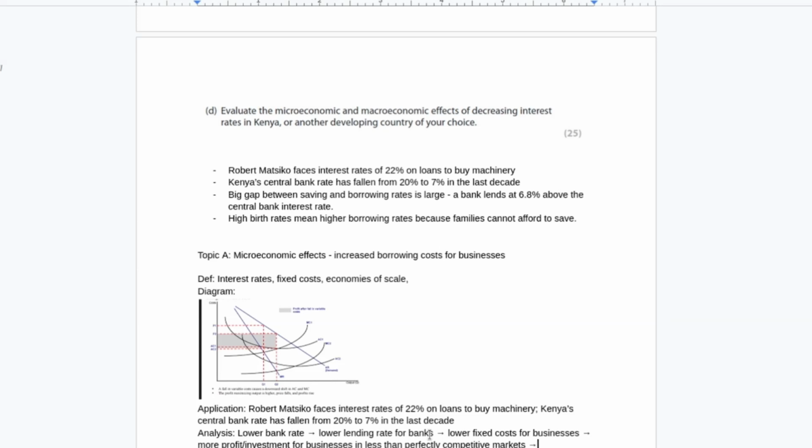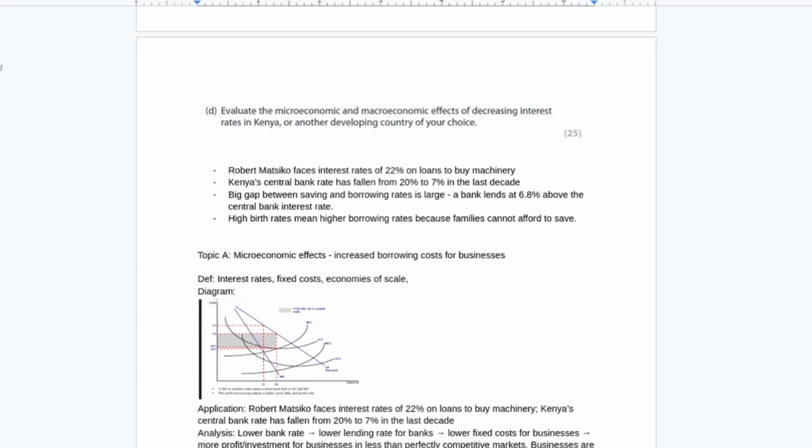Then I'm going to explain how that's going to lead to lower fixed costs for businesses, because the cost of servicing their debt is going to go down. That means ultimately they're going to be able to make more profit, and they're probably going to be able to invest and expand more. I'd also expect that businesses don't need as high an output to achieve profitability or hit their break-even point, because if the fixed costs are smaller, you don't have to sell as many units to cover them.